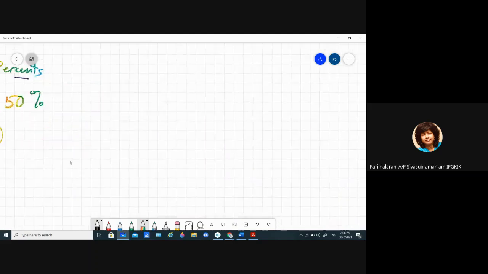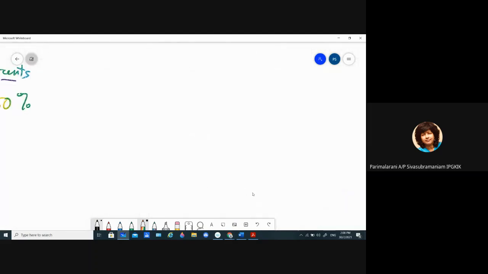Okay. Second thing that we want to see is that all rational numbers can be written as a fraction. You have already seen this. All rational numbers can be written as a fraction.